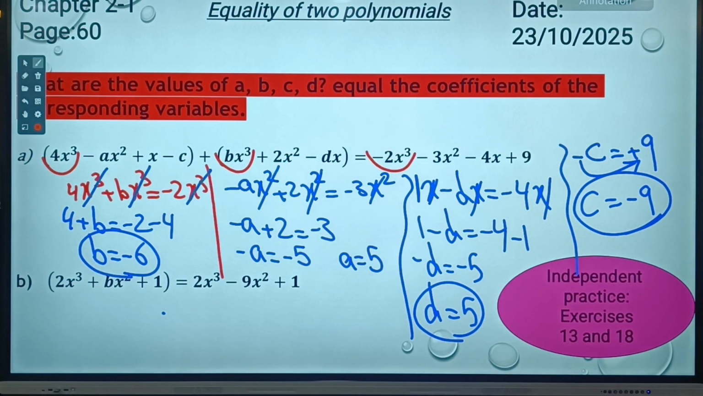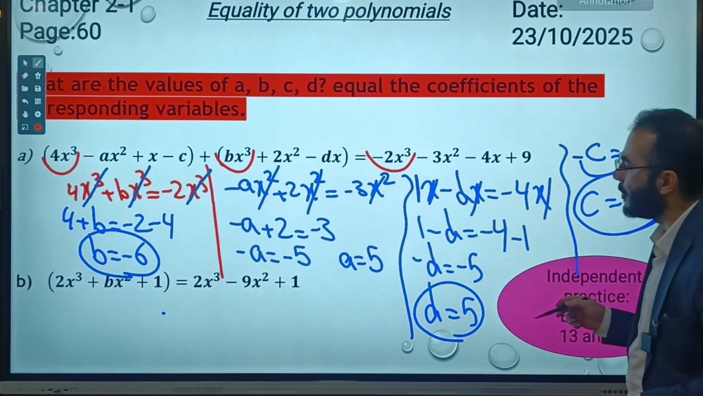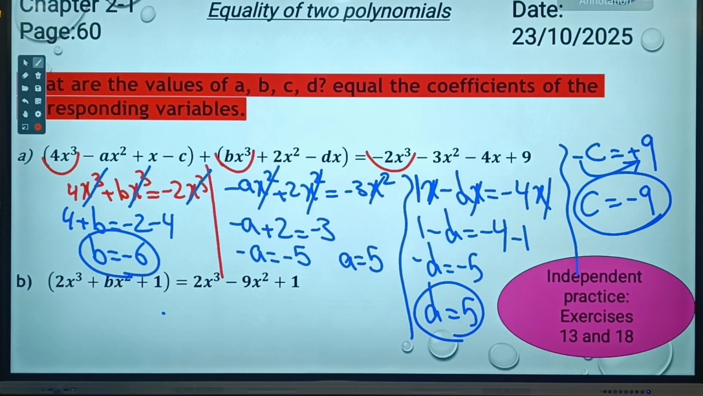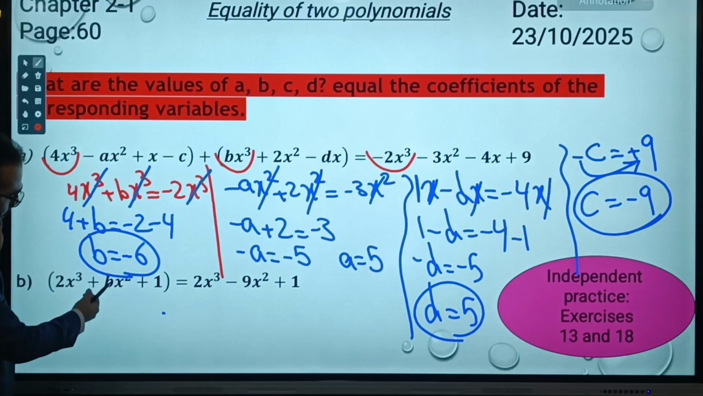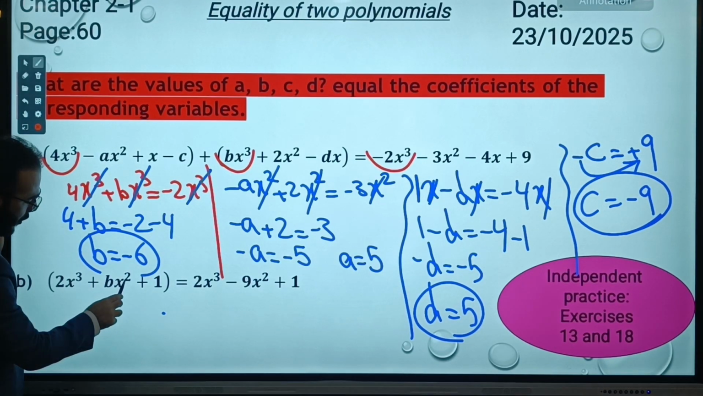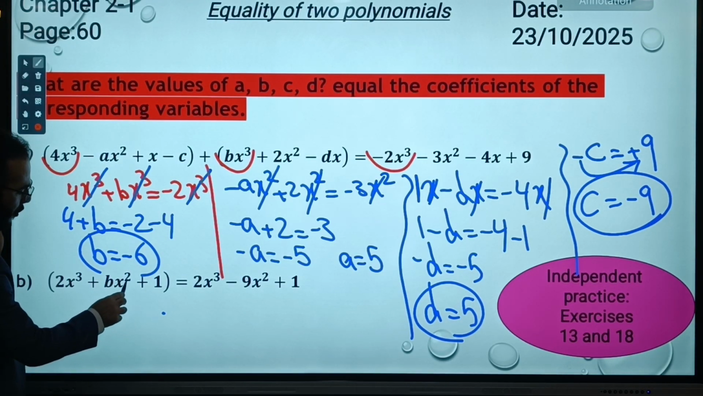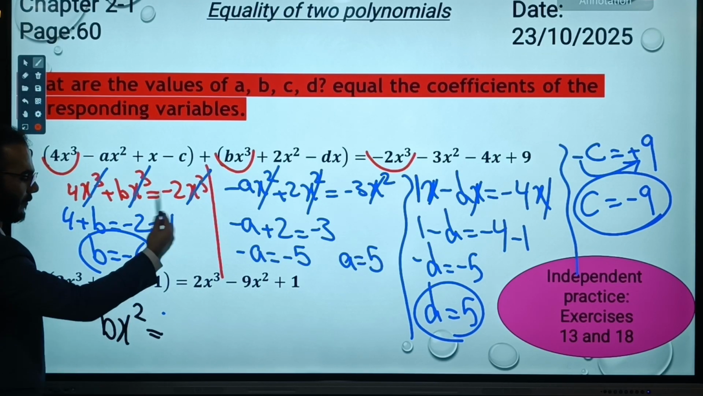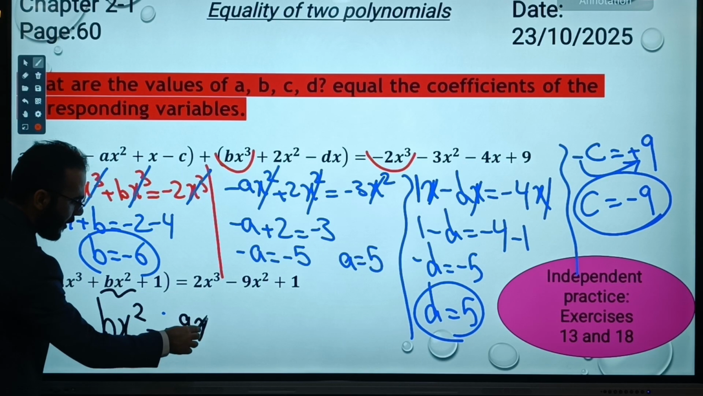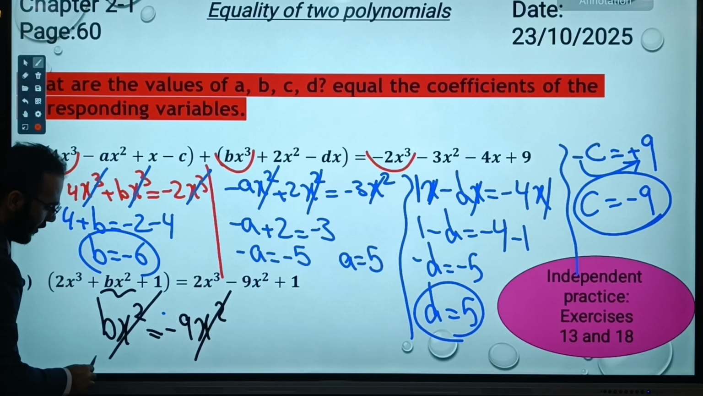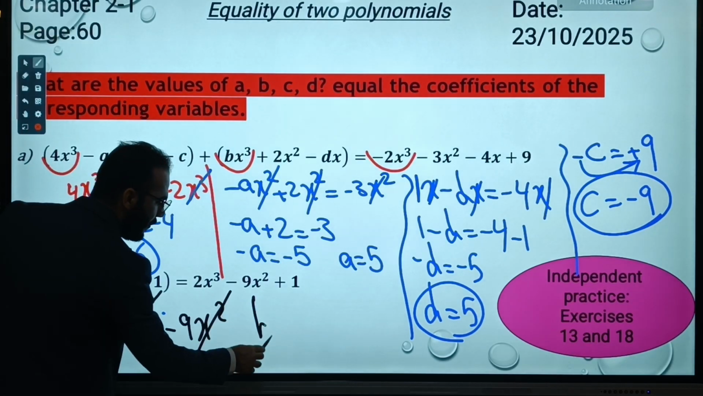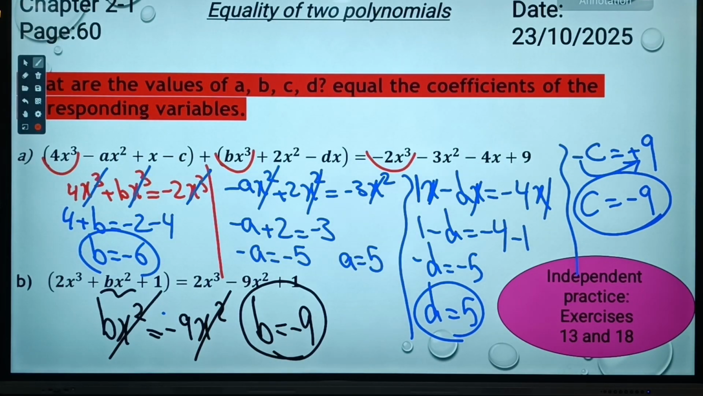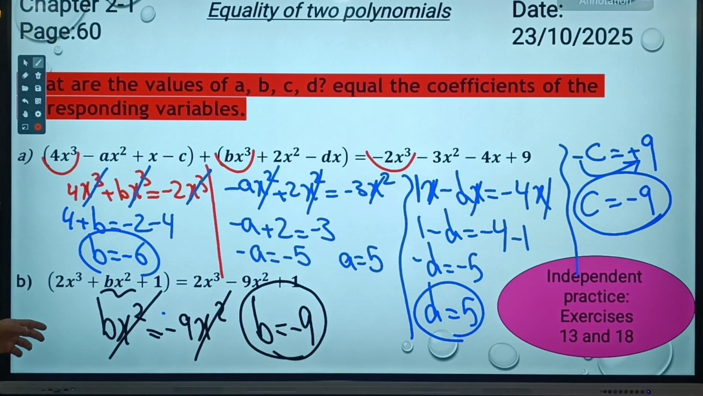Alright. And then finally in the second question, we have only one unknown variable, which is b. So let's just do it here. The coefficient of x squared here is b. So bx squared. And from the right side, it's negative 9x squared. So x squares are going to cancel each other. What will remain? b equals negative 9. That's it. So b equals negative 9.